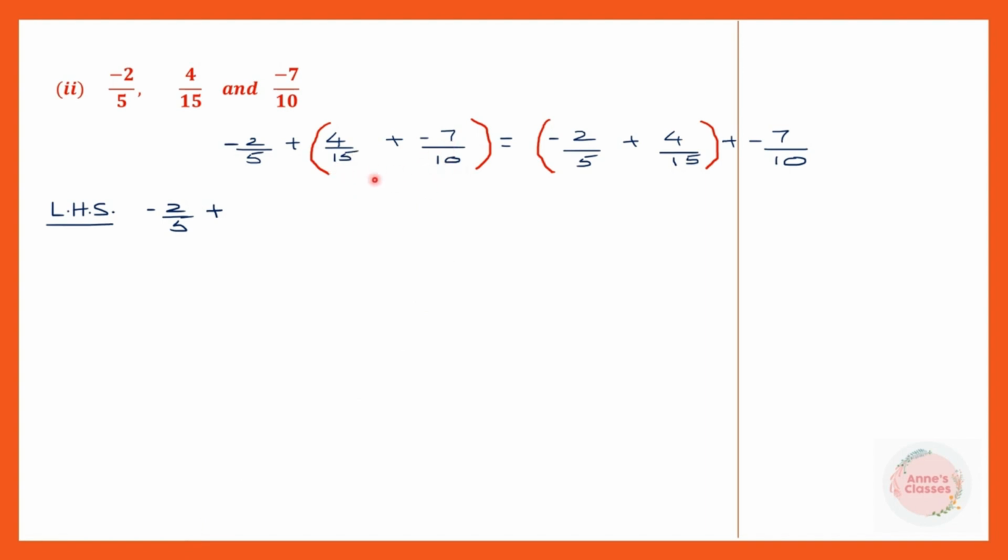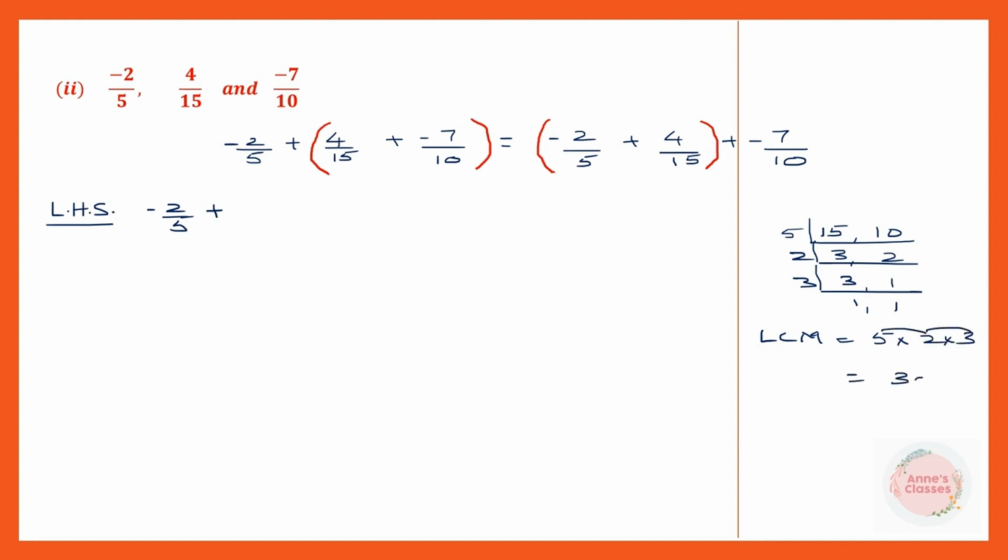That means the denominators are different, so we must find their LCM. So let's find the LCM of 15 and 10. Let's use 5. 5 threes are 15, 5 twos are 10. Now we can use 2 to bring down 3, 2 ones are 2. You can use 3 now, 1 and 1. So your LCM is 5 into 2 into 3. 5 twos are 10, 10 threes are 30. So that is our LCM that we are going to use here. So the denominator has now become common to both. So that is your LCM, 30.